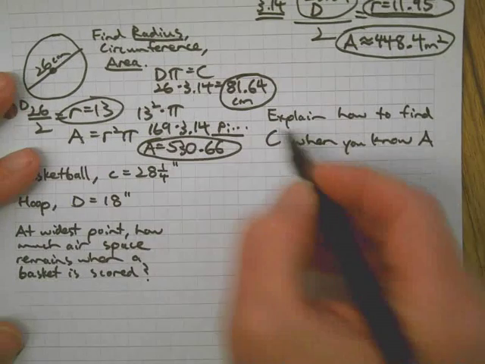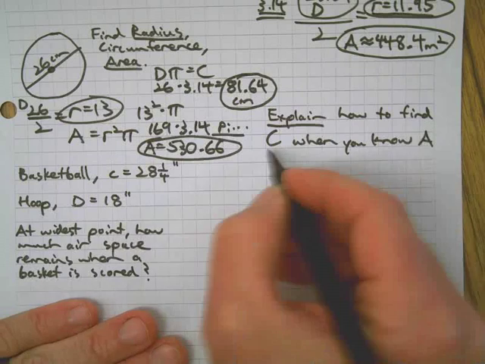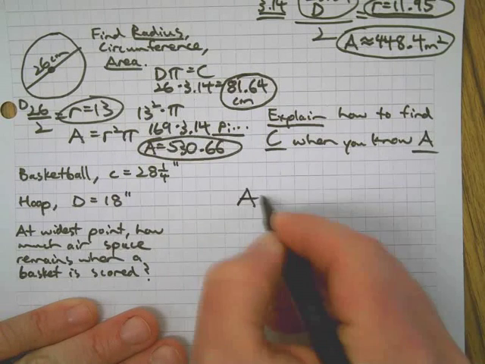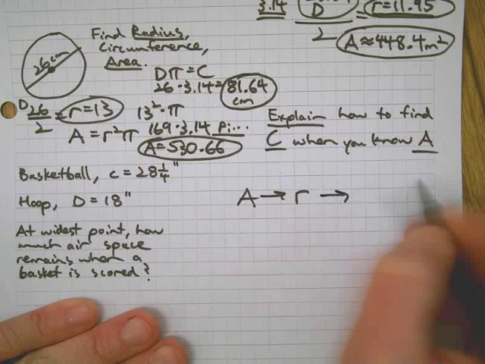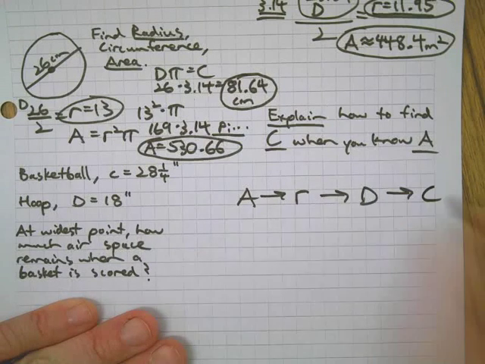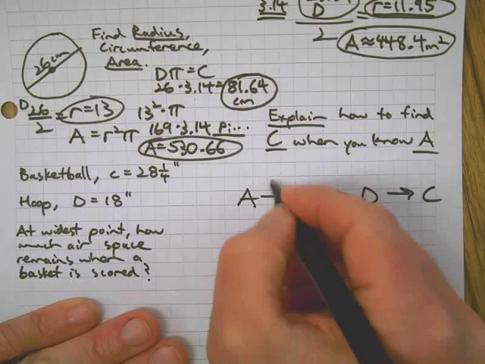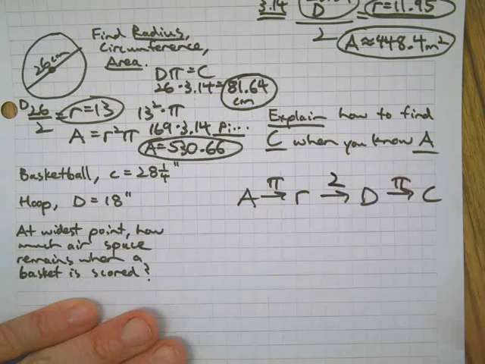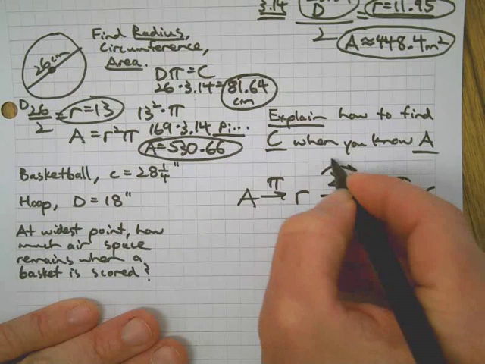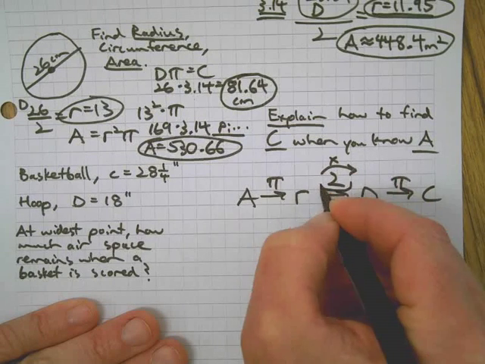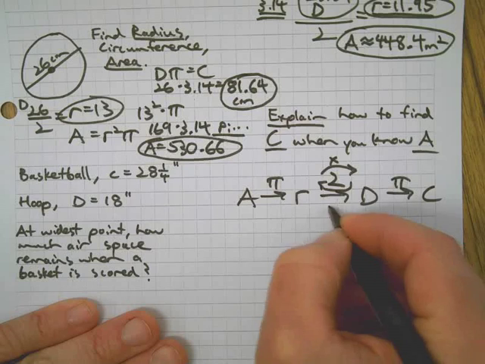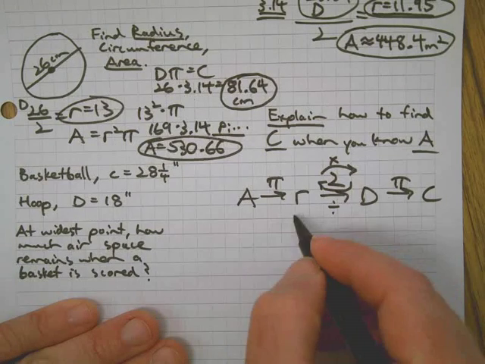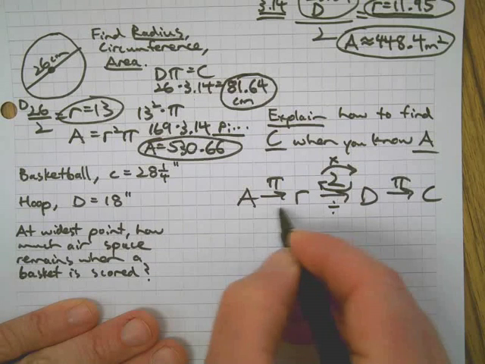You'll get the answer. Okay, we have an explain problem. How to find circumference when you know the area. Well, area relates to radius, which relates to diameter, which relates to circumference. In that order, pi connects those two things, and 2 serves as a multiplier going this way, and a divider going that way. So if I'm going to get, and there's another in-between step here.